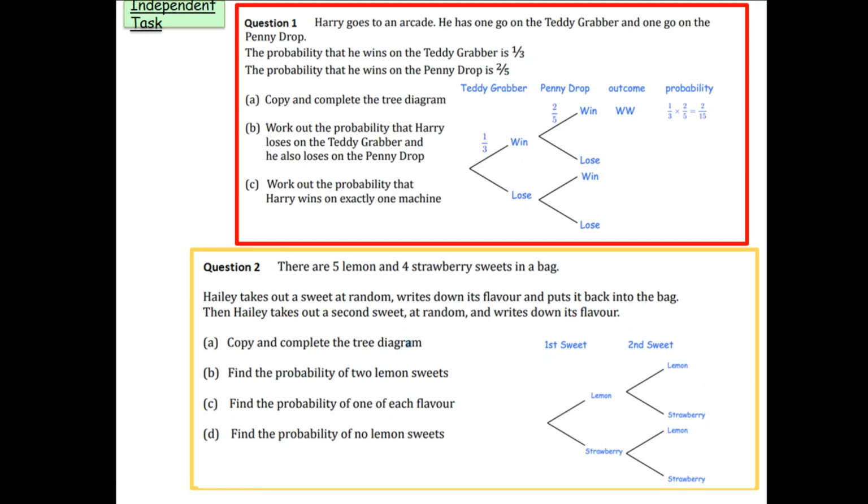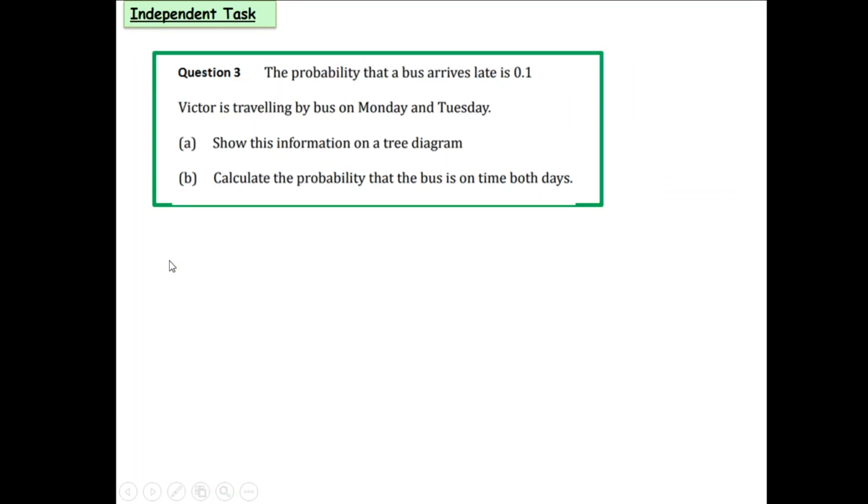Okay, so if you're in set 3, please have a go at doing the red section. If you are in set 2, please have a go at doing the red and the amber section. If you are in set 1, please have a go at doing the amber section and the green section. Once you have done, please take a picture and upload to class charts, because this will be your homework for today's lesson.